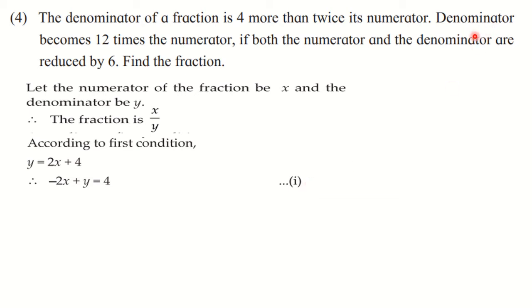Now second equation: denominator becomes 12 times the numerator if both numerator and denominator are reduced by 6. Reduced by 6 means what? 6 is subtracted from both.